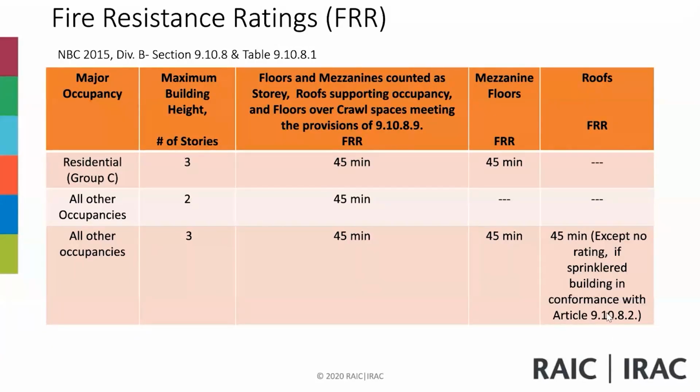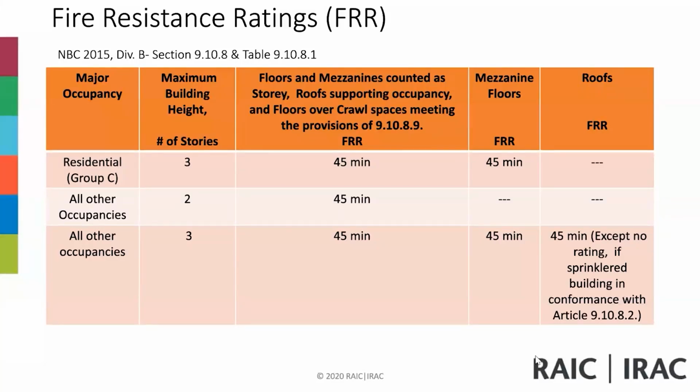910.8.2 is an exception for not providing a fire rating for the roof of 3 story buildings that are not residential buildings. There is an exception for it, 910.A2, if the building is sprinklered and the sprinklers are monitored, and you've got some requirements in 910.A2.